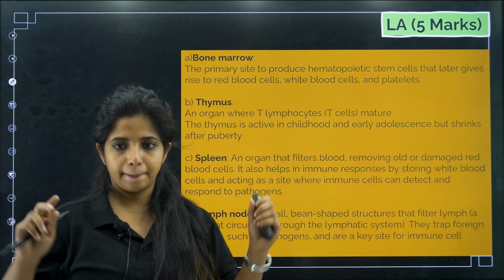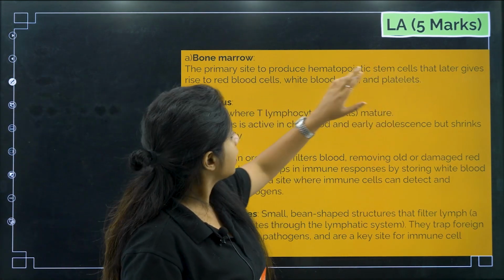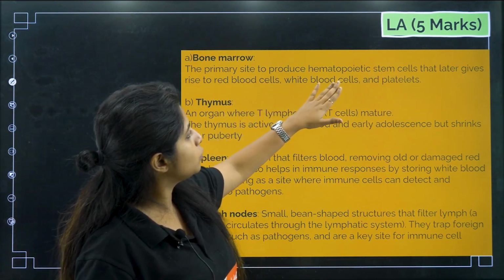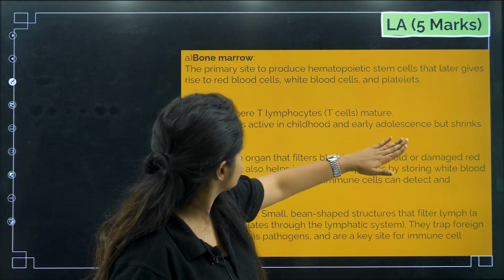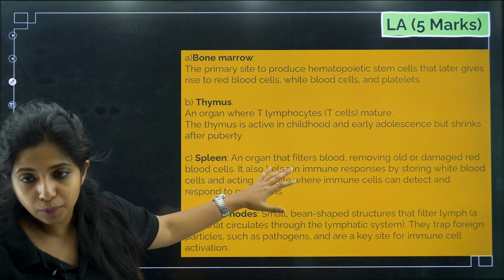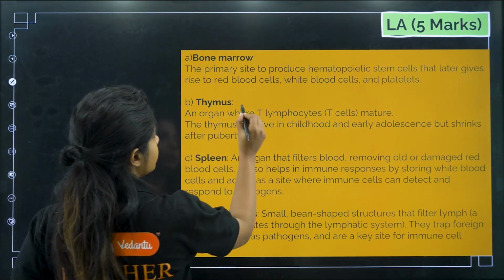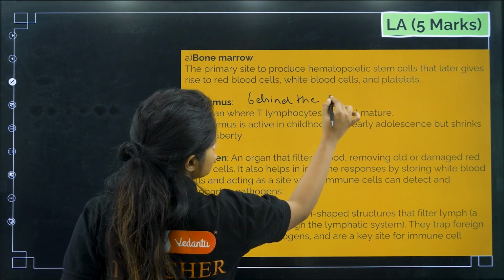Now, bone marrow is the primary site to produce hematopoietic stem cells, which later give rise to RBC, WBC and platelets. Thymus is an organ where T lymphocytes mature. Thymus is active in childhood and early adolescence but shrinks after puberty. Where is it located, children? Behind the sternum, or the chest bone.